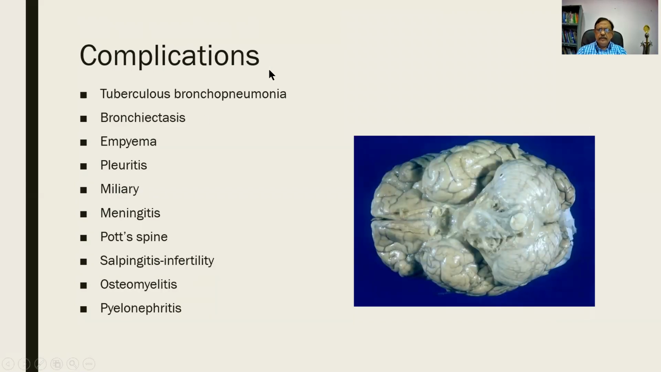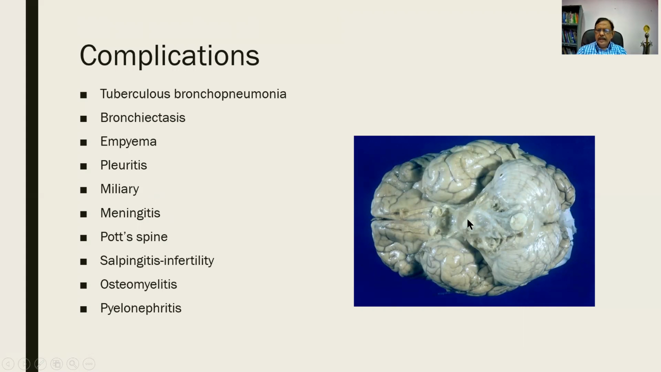The complications of tuberculosis can be a tuberculous bronchopneumonia, we had mentioned. Bronchiectasis, we had seen in an earlier class, and one of the causes can be tuberculosis. It can spread to the pleural space, causing a pleural lesion called empyema, or just an inflammation, a pleuritis. Miliary tuberculosis is very important, meningitis. That is what we are seeing here.